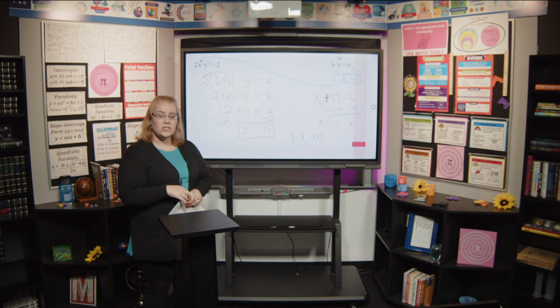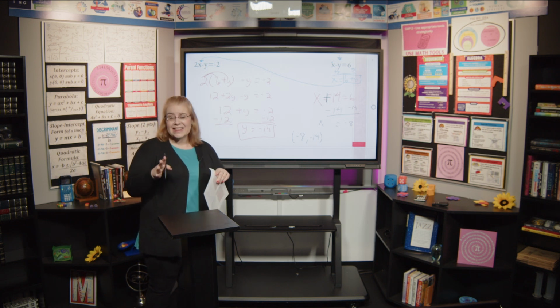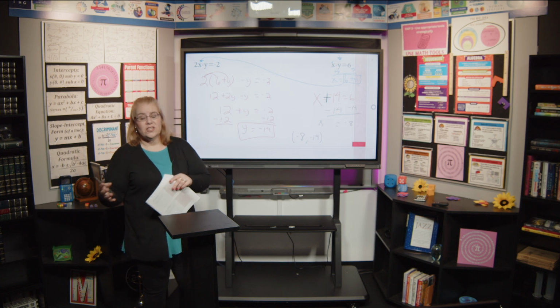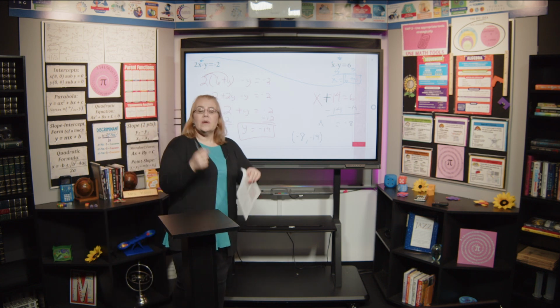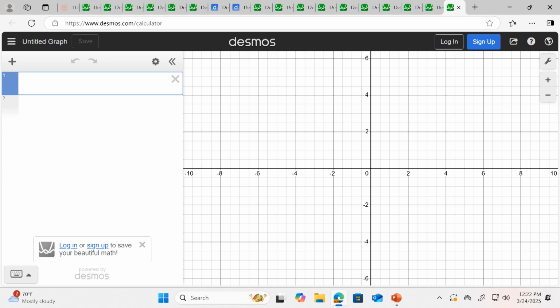Now, you may be sitting there thinking, Ms. Killen, I didn't exactly get those. Maybe I didn't do this, or maybe my sign was wrong. So we can always go to Desmos to check. Let's go to our Desmos and see if where my two lines cross is at the same place. So let's put these in.